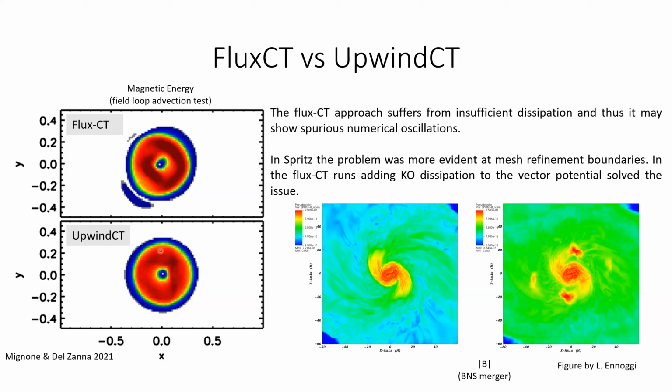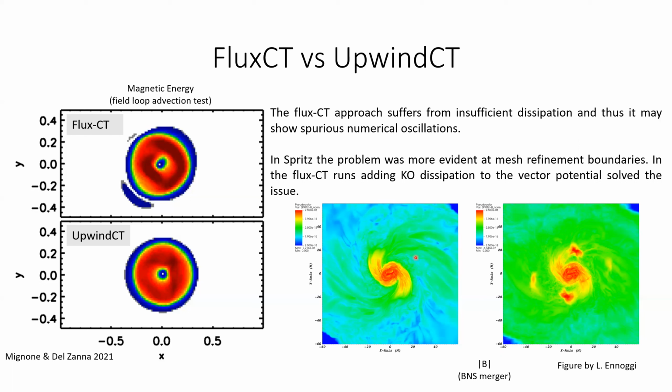In Spritz, to be honest, we never saw with flux CT any problem with this kind of test. The problem that we saw with Spritz when using the flux CT was mainly when doing binary star simulations, in particular after merger. This is a figure produced by Lorenzo Ennoggi some time ago, in which you compare the norm of the magnetic field after the merger of an equal mass binary star system. And what you have here is the norm of the magnetic field on the equatorial plane, or the orbital plane. So here is after merger, so you have the formation of a hypermassive neutron star that is here. You don't see it here because you just see the magnetic field.